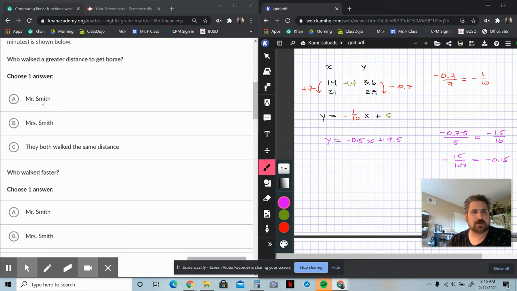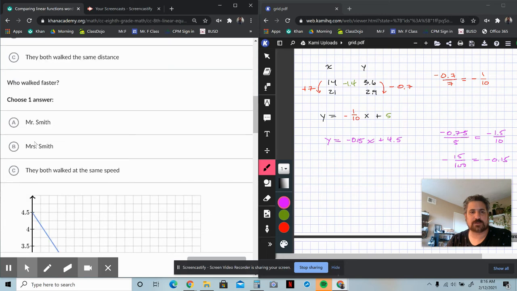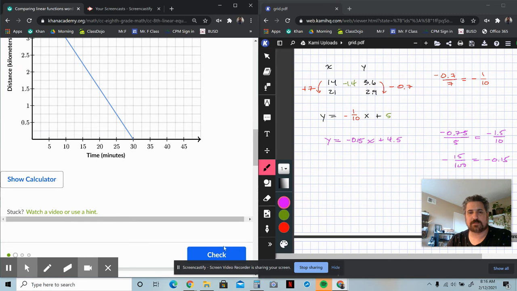All right, so it says, who walked at a greater distance to get home? The person who walked farther to get home is going to be Mr. Smith. Okay, this first equation starts at 5, well, this one starts at 4.5. And then it says, who walked faster? Well, Mrs. Smith is walking at 15 hundredths, and this person is walking at 10 hundredths. So Mrs. Smith is walking faster to get home. And that's the answer.